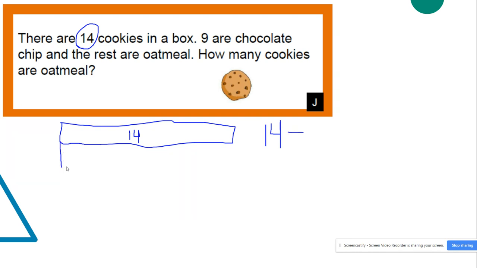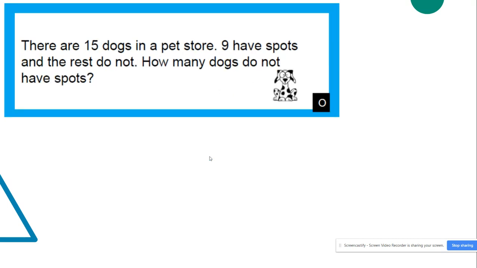9 are chocolate chip. So that means this part, I know, 9 are chocolate chip. And this part, I don't know. This is what we have to solve. How many are oatmeal? 14 minus 9 equals what? Equals 5. So put that in here and double check. Does 9 plus 5 equal 14? Does 14 minus 9 equal 5? Yes. All right, another one for you.